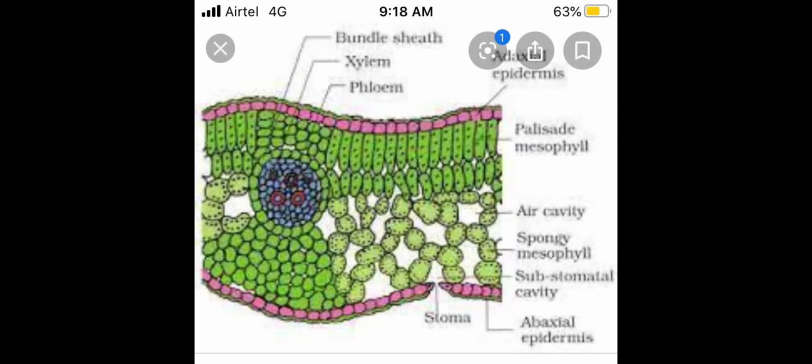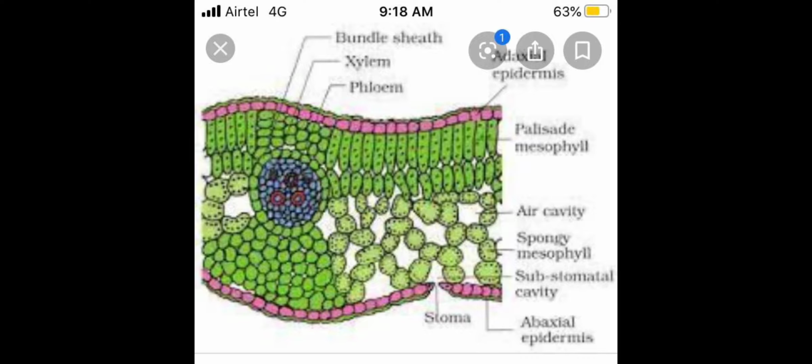Just below the epidermis is the parenchymatous cell, and this region is the mesophyll region. Now in the mesophyll region you will find two types of cells. The first type of cells are the tall cells, which are known as palisade parenchyma, and these cells are very compactly arranged. The intercellular spaces are very less, and you will see the dot like structures within them, that is the chloroplast that contain chlorophyll.